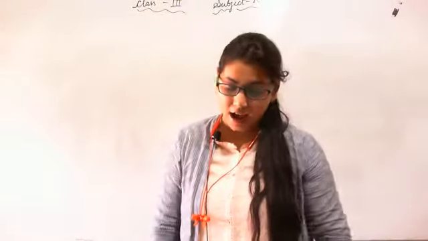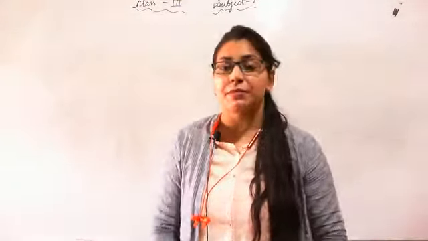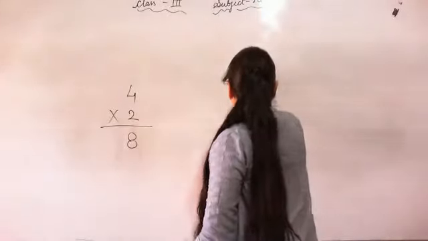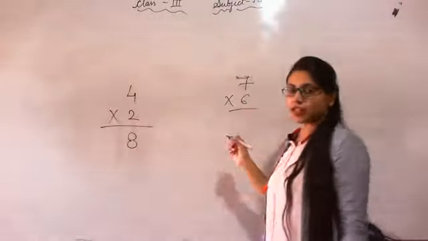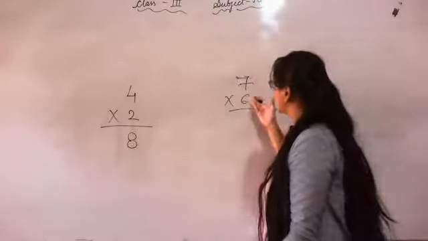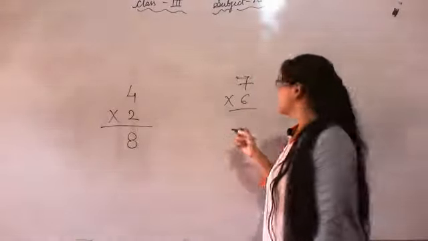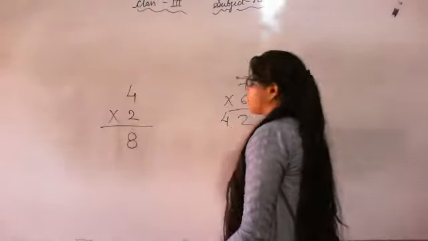Students, as we are dealing with multiplication, you all know how to multiply one digit with one digit. See, 4 into 2. How to multiply this? 2 4s are 8. Simply by the table we will write. The next example, let's take 7 into 6. So by the table of 6 or 7, again you can do it. 6 sevens are 42. So you will write 42.